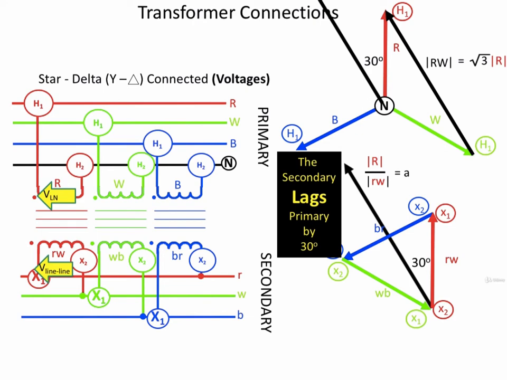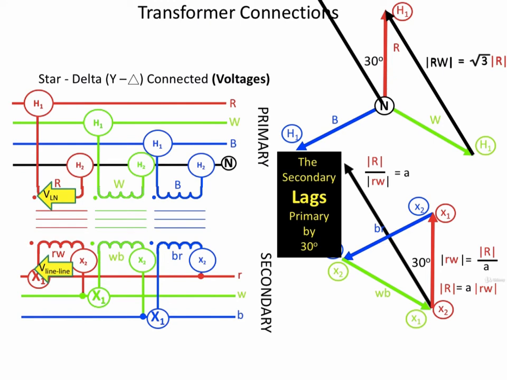And the turns ratio is given by the magnitude of the primary phase-to-neutral voltage over the magnitude of the secondary phase-to-phase voltage, which means the secondary red to white voltage is equal to the primary red to neutral voltage divided by the turns ratio. Or mathematically, you can also say that the primary red to neutral voltage is equal to the turns ratio times the secondary red to white voltage.